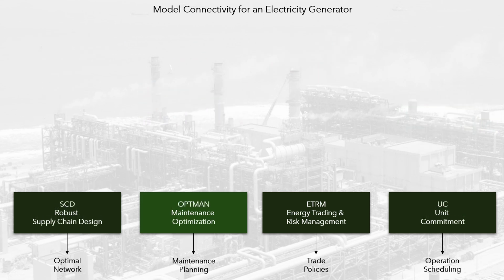4 functional models are required, associated with the industrial activities of the generator. These models are SCD, Robust Supply Chain Design. It supports the design of the network of assets that make up the industrial generator system. Optimo, Maintenance Optimization. Aimed at producing the planning, and scheduling, of maintenance activities in the generator asset network.